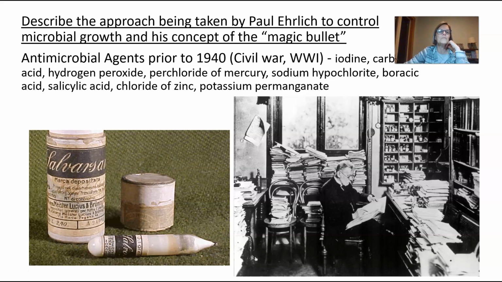And so prior to 1940, Civil War, World War I, there were all sorts of chemicals that were used to try to treat infections. Iodine, carbolic acid, hydrogen peroxide, all sorts of things. And some of these things were so toxic that in retrospect, a lot of times people think it's the treatment that killed the patient more than the pathogens. So lots of these things were really toxic.